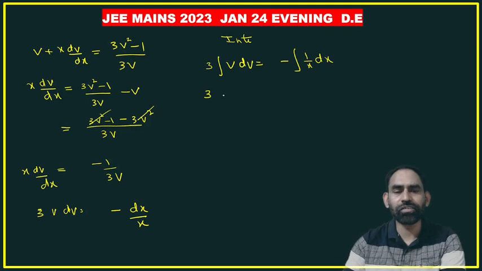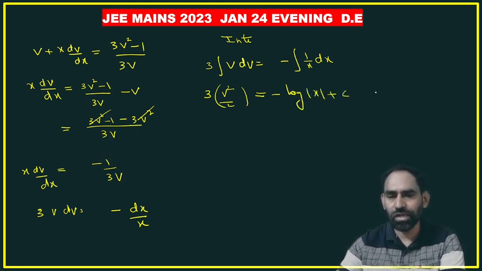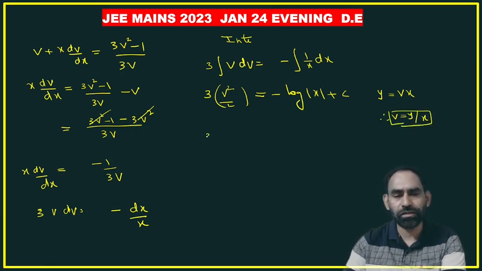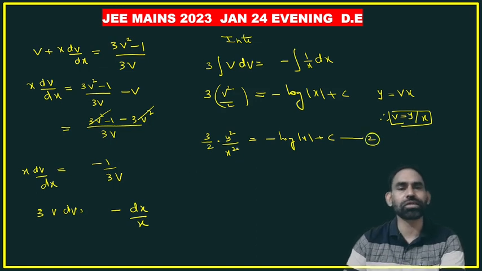Now 3 into the integral of v is v square by 2, equals minus the integral of 1 by x dx, which is log mod x plus c. What is v? Already we have taken y equals vx, therefore v becomes y by x. In place of v, substitute y by x. That's why 3 by 2 into y by x whole square, that means y square by x square, equals minus log x plus c. This is equation number 2, the equation of the curve.